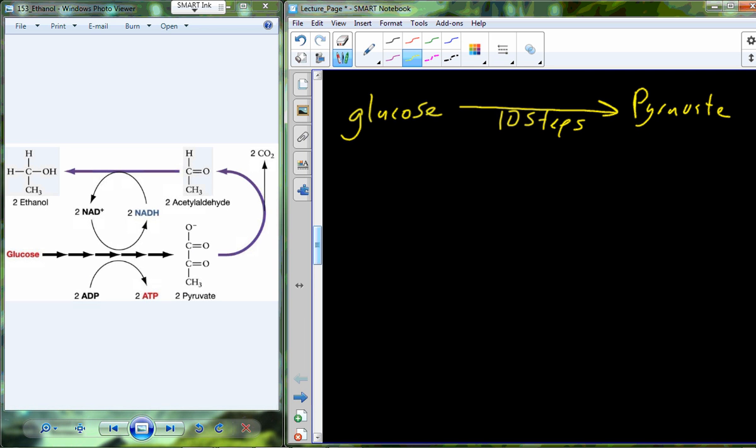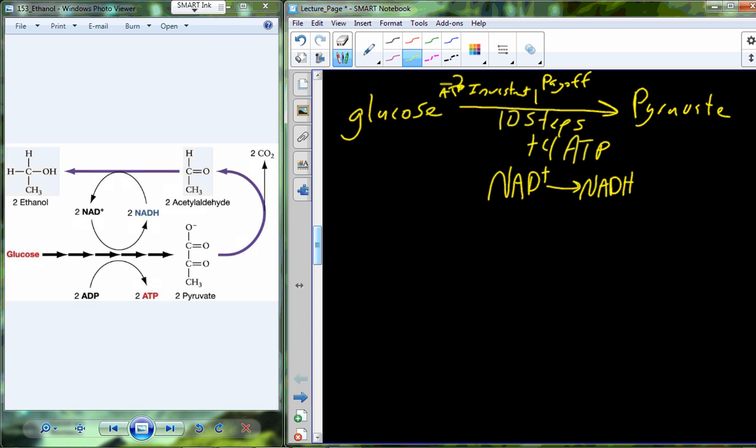Now, what are some of the things that are going to be produced? How many ATP? You're going to have plus 4 ATP during the what phase? During the payoff. You're going to use 2 during the investment, so we have a loss of 2 ATP in the beginning and 4 that come back out. What else are we going to get? Besides the pyruvate and the ATPs, we're going to get NADH. NAD+ is converted into NADH.